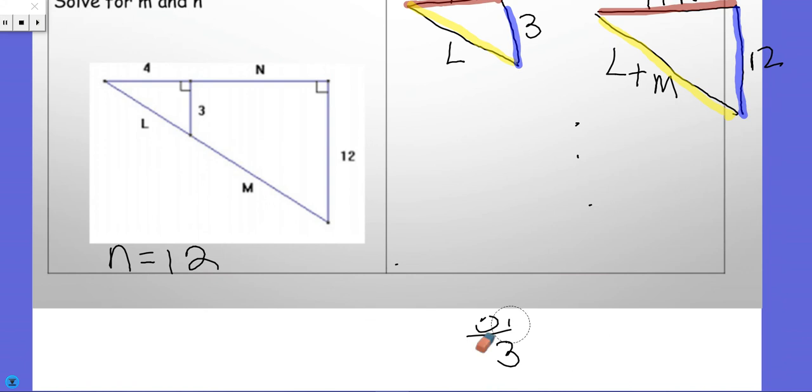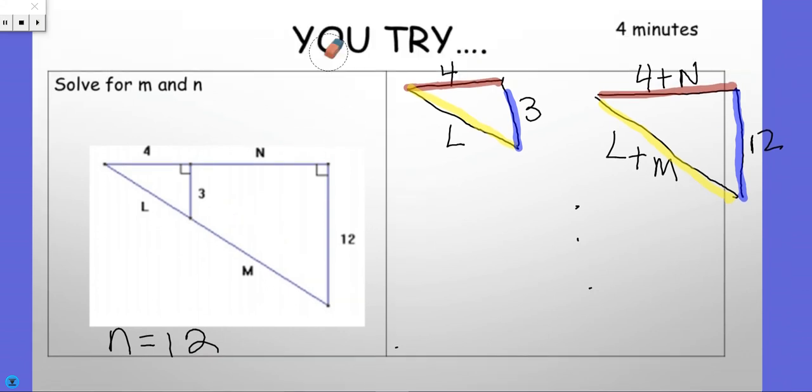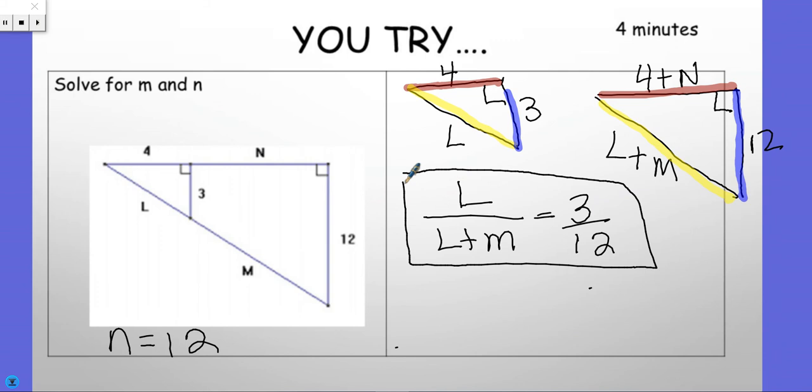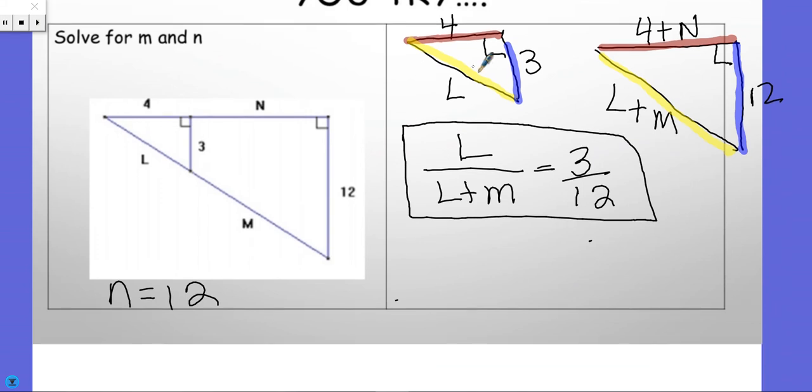Now, if you look at this, these are right triangles. And I'm going to go ahead and set up the proportion so you can see what we're going to run into. So I'm going to say L over L plus M equals 3 over 12. Now, the issue that I'm having here is I have two letters in the same statement. But if you look up here, that L actually can be found. Because this is a right triangle, you can use Pythagorean's theorem. So I'm going to just put this in a little box, save it for later, until I find out what L is.